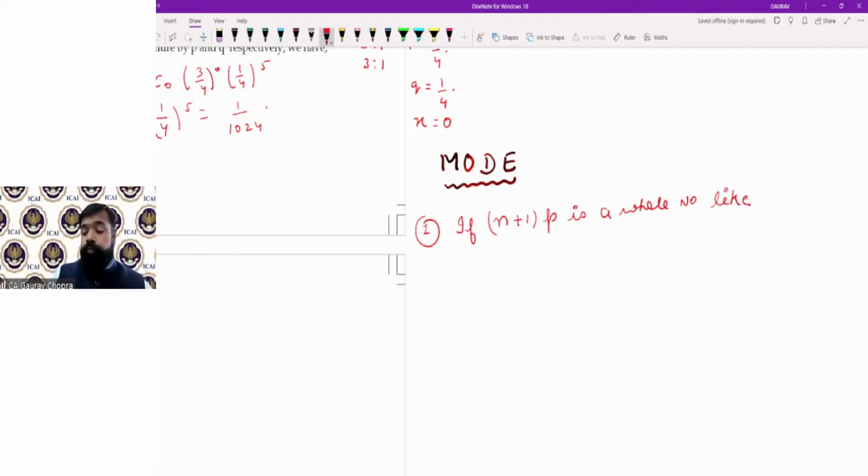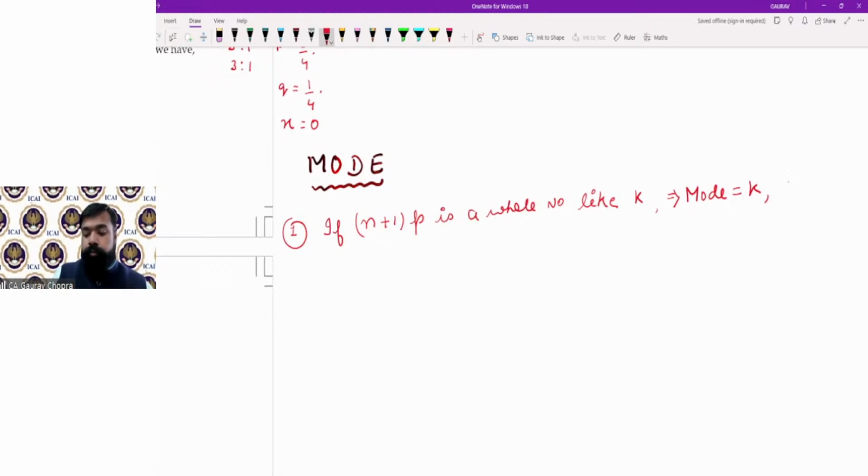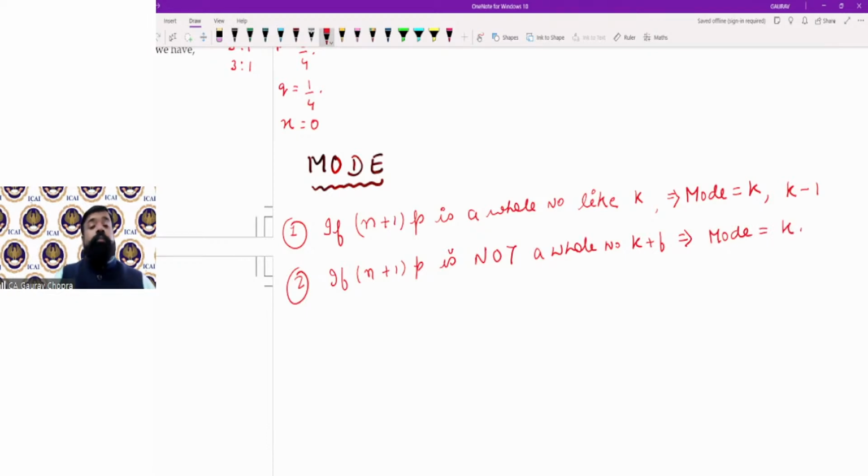like k, then mode is equal to k comma k minus 1. And second, if n plus 1 into p is not a whole number, that means it will be in fraction or decimal, in that case, mode will be equal to k.